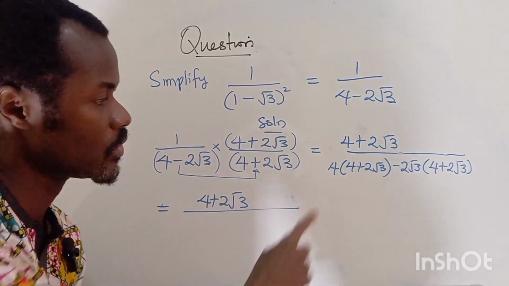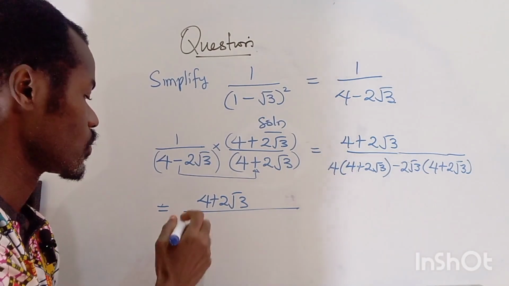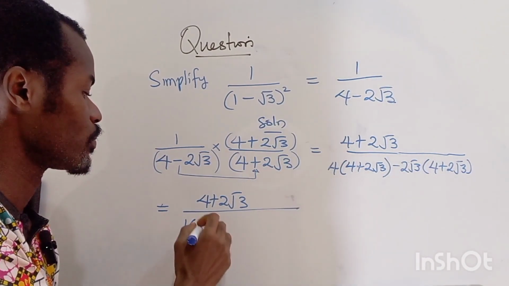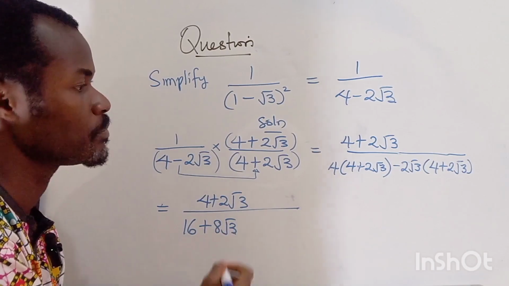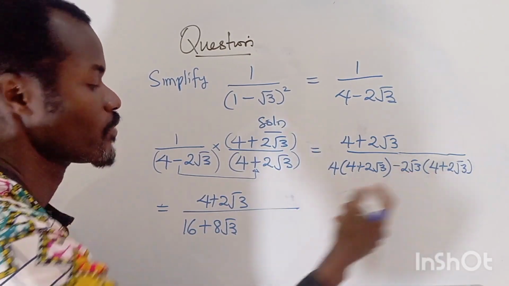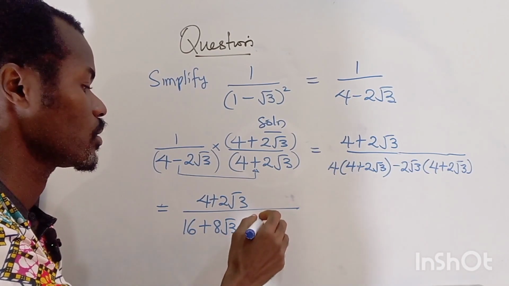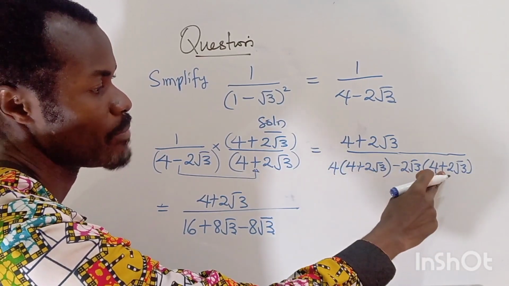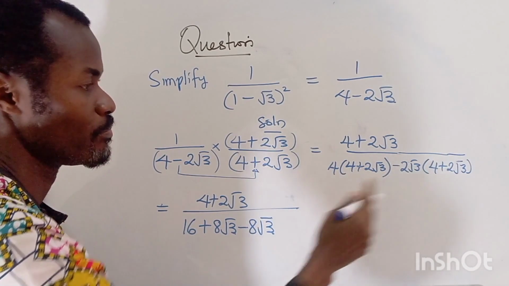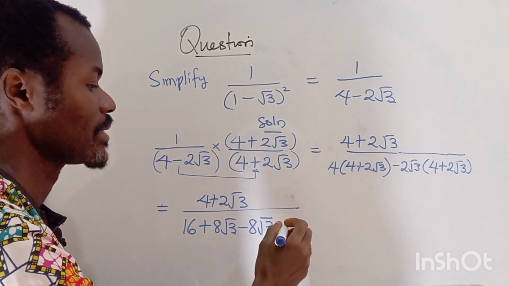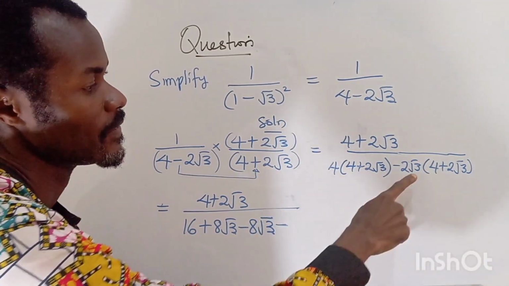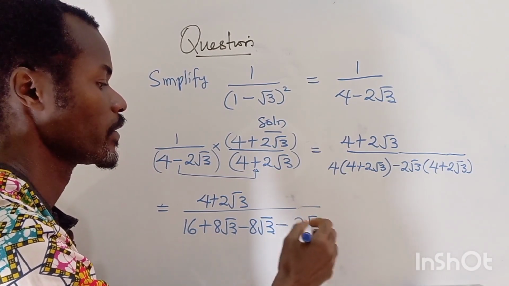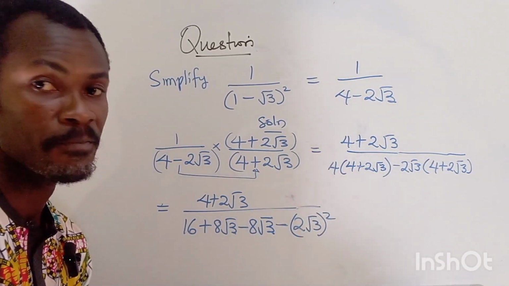Now let's expand the denominator. So 4 times 4 is going to give us 16. Now 4 times plus 2 root 3 is going to give us plus 8 root 3. Now minus 2 root 3 times 4 is going to give us minus 8 root 3. And lastly, minus 2 root 3 multiplied by plus 2 root 3. Minus times plus is going to give us minus. Now this times this is going to give us 2 root 3 squared.